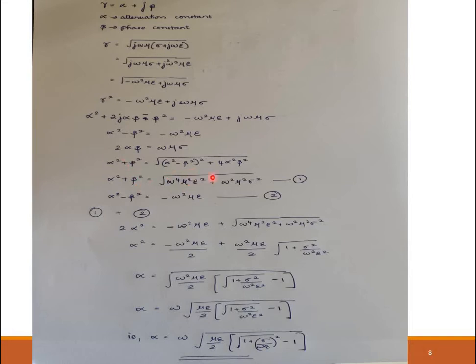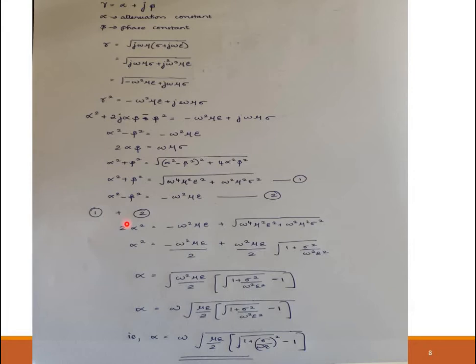And what we're doing here is, in place of alpha square minus beta square, you already have an expression over here. You just square this and write it over here. Similarly, for 4 alpha square beta square also, you square this term and write it over here. So this gives you equation 1, alpha square plus beta square. For alpha square minus beta square, the equation is already there. Do 1 plus 2, and when you simplify, you're going to get the expression for alpha.